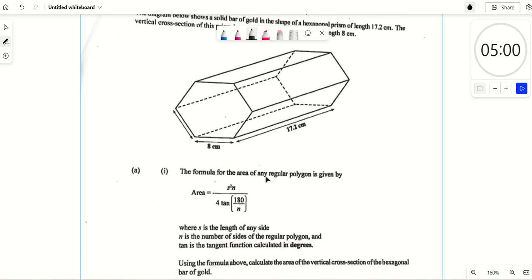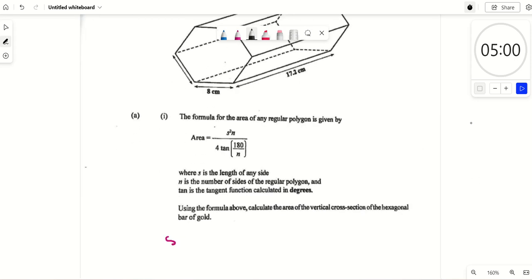The formula for the area of any given polygon is S squared n all over 4 tan 180 over n. They told you S is the length of any side, n is the number of sides, and tan is the tangent function calculated in degrees. Using the formula above, calculate the area of the vertical cross-section of the hexagonal bar of gold. So we want the area of your hexagon, basically, right?